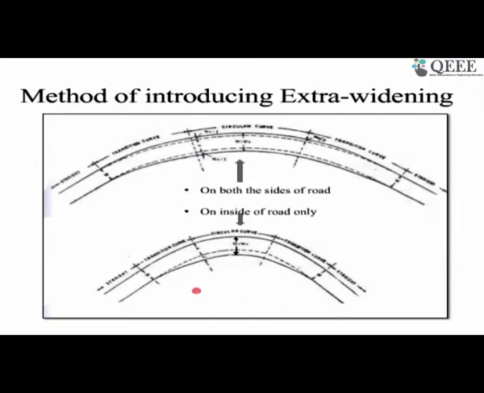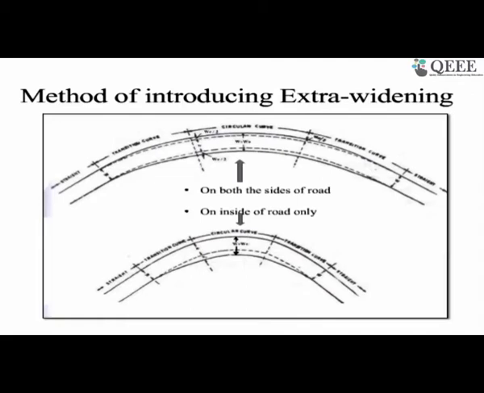Because in the sharper curve, vehicles are going to travel at a lower speed, and when they travel at a lower speed, we won't see the slipping or skidding of the rear wheelbase. As I told you, the rear wheelbase can be on the outer side or inner side depending on the speed. That is why we are providing it on both sides, whereas in a sharp curve, it is always going to be on the inner side. So this is how it is being provided.